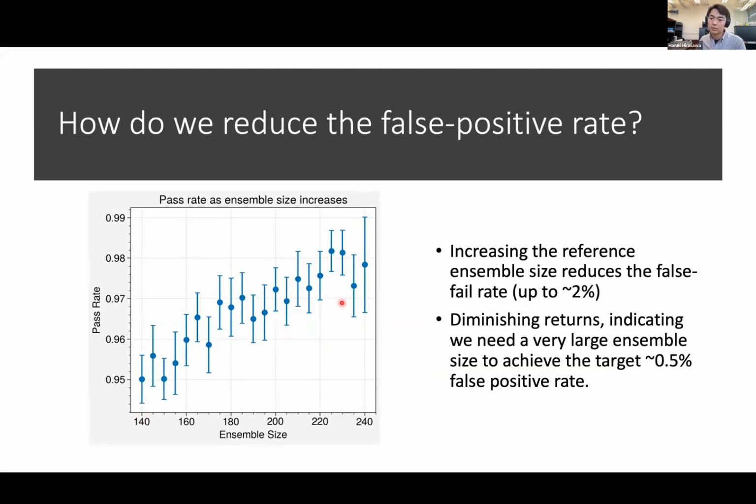Right, but this false positive rate is higher than we really would like. The ECT is formulated to achieve a false positive rate of 0.5%. So one thing we could do is just keep increasing the ensemble size. Here I'm showing a plot of the ensemble size versus the pass rate, and we're approaching that 0.5% target, but it's quite slow.